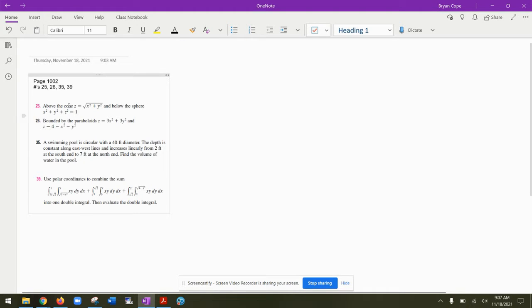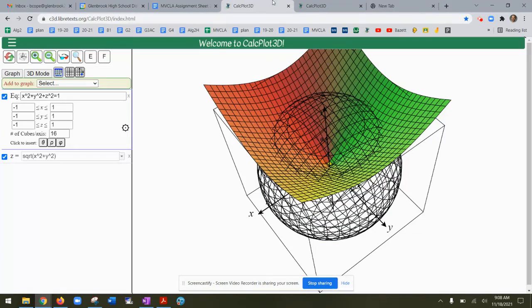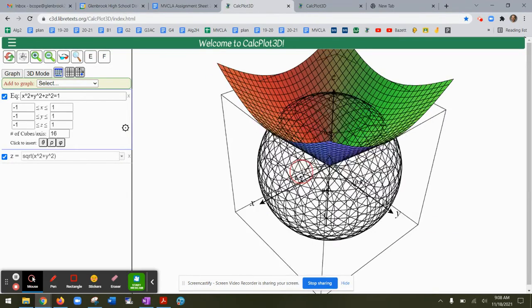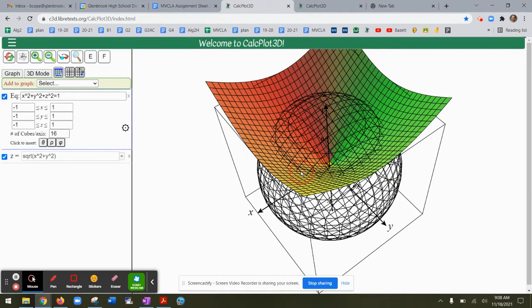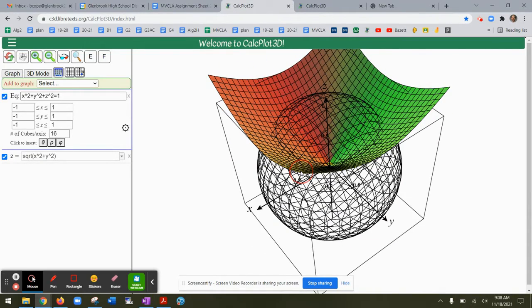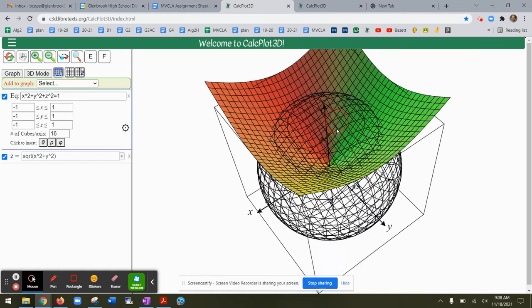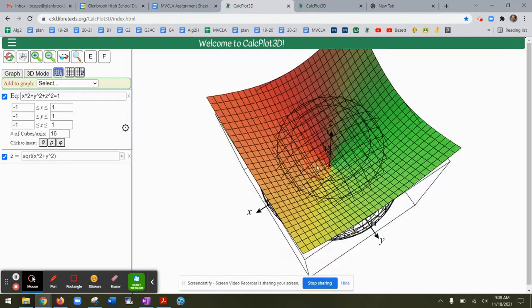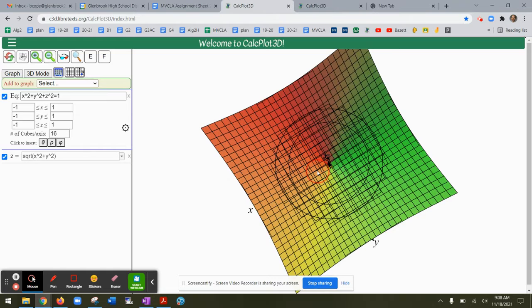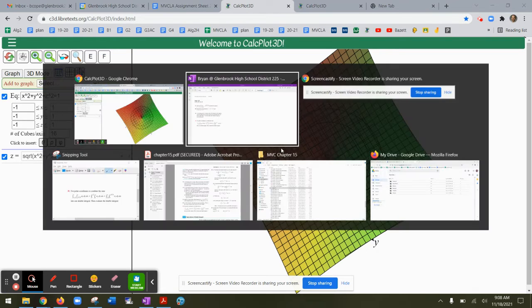So we want to be above the cone, but below the sphere, and I plotted both of those. And so we're talking about this region that is above the cone, so the cone is the colored one, but below the sphere, and the sphere is the wireframe. And so what we're going to do is integrate the function of the sphere, but we're going to do it around this boundary. So think about that being our boundary. We're going to have to figure out what the intersection of the cone and the sphere is.